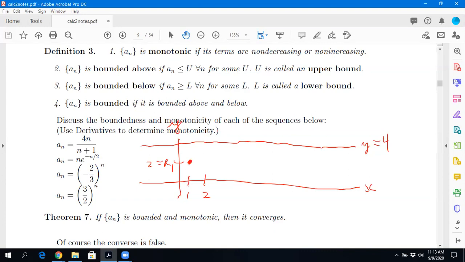8 over 3, right? 8 over 3, which is like right here. If I plug in 3, what do I get? 12 over 4, which is 3, which is slightly bigger, yeah? 3 is slightly bigger than 8/3, yes? 8/3 is like 2 2/3. And then 4, I'm telling you, it's just going to keep going up. Does that make sense? See what's happening here?